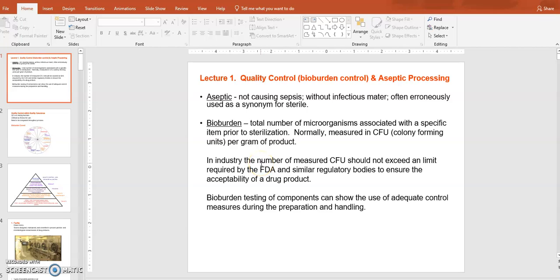The FDA has guidance, of course, on what the CGMP space should look like when you do the swab test. What is the allowed maximum CFU from your samples? They have detailed guidelines for that. So you have to have your facility and process and everything under control, within the maximum guideline provided by the FDA. And bioburden testing of components can show the use of adequate control measures during preparation and handling. That's important.